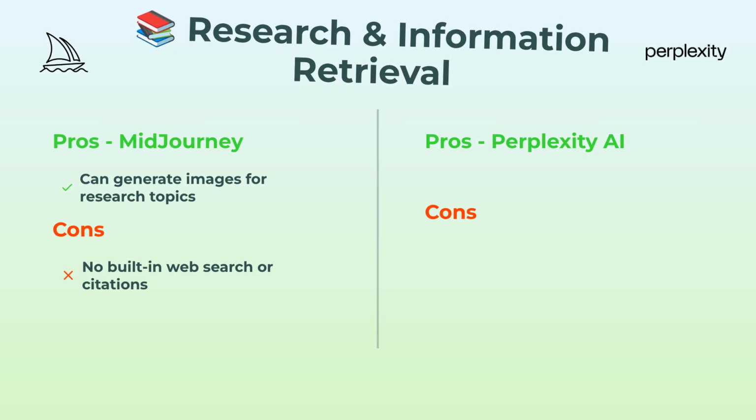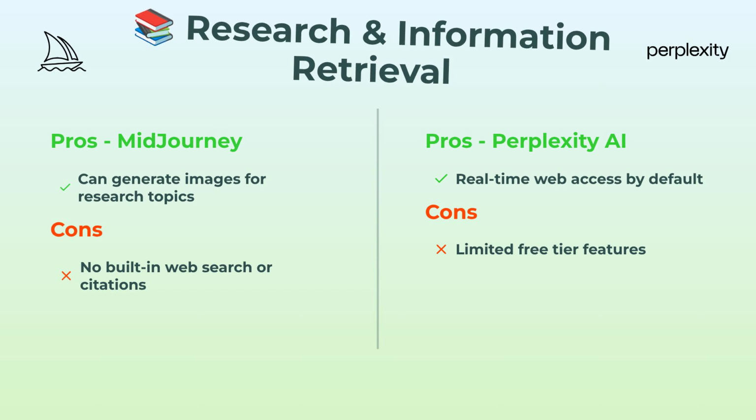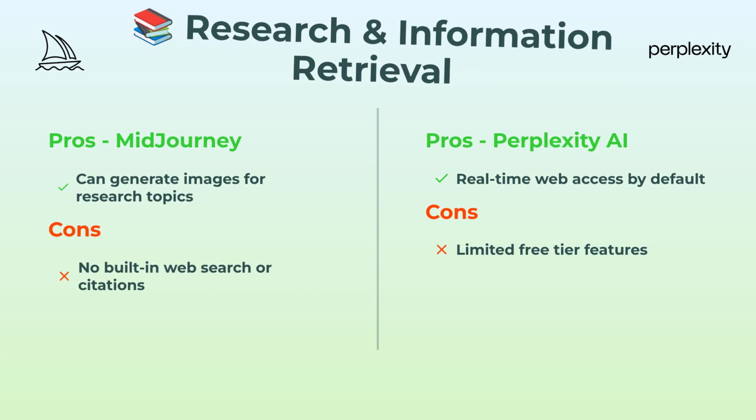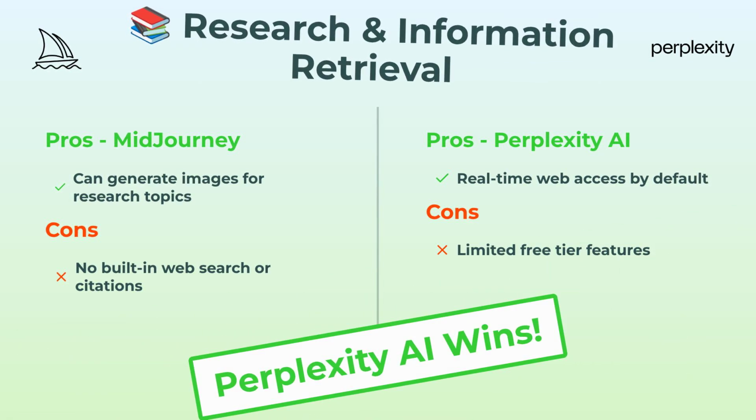Perplexity AI, though, dude, it's built for this. You get real-time web access by default. It'll dig things up, give you sources, and make you feel like a research ninja. Only downside? Free tier features are kinda limited. Still, for research, Perplexity AI totally takes it.